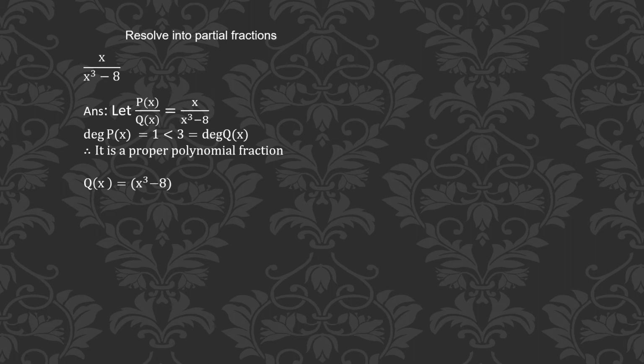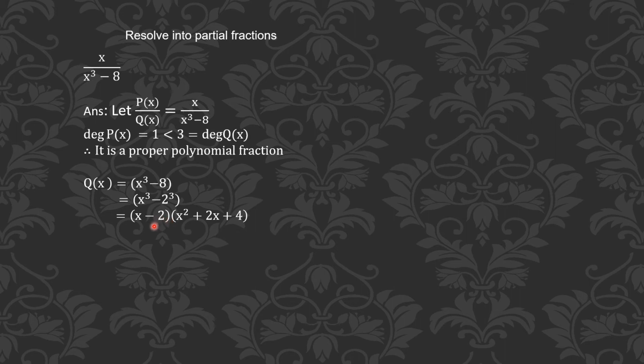Now let us go back to the denominator q of x, it is equal to x cube minus 8. Now x cube minus 8 I can write as x cube minus 2 cube. So this we can compare with the formula a cube minus b cube. What is this expansion formula? It is (a minus b) into (a square plus ab plus b square). So here a is equal to x and b is equal to 2. Using the formula we will get (x minus 2) into (x square plus 2x plus 4).